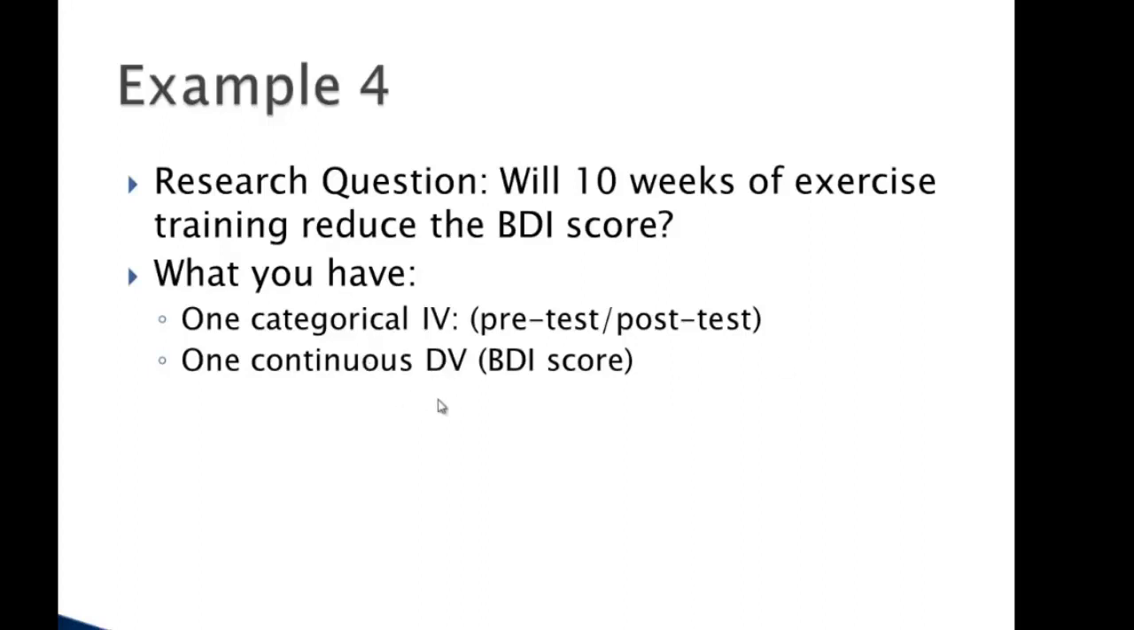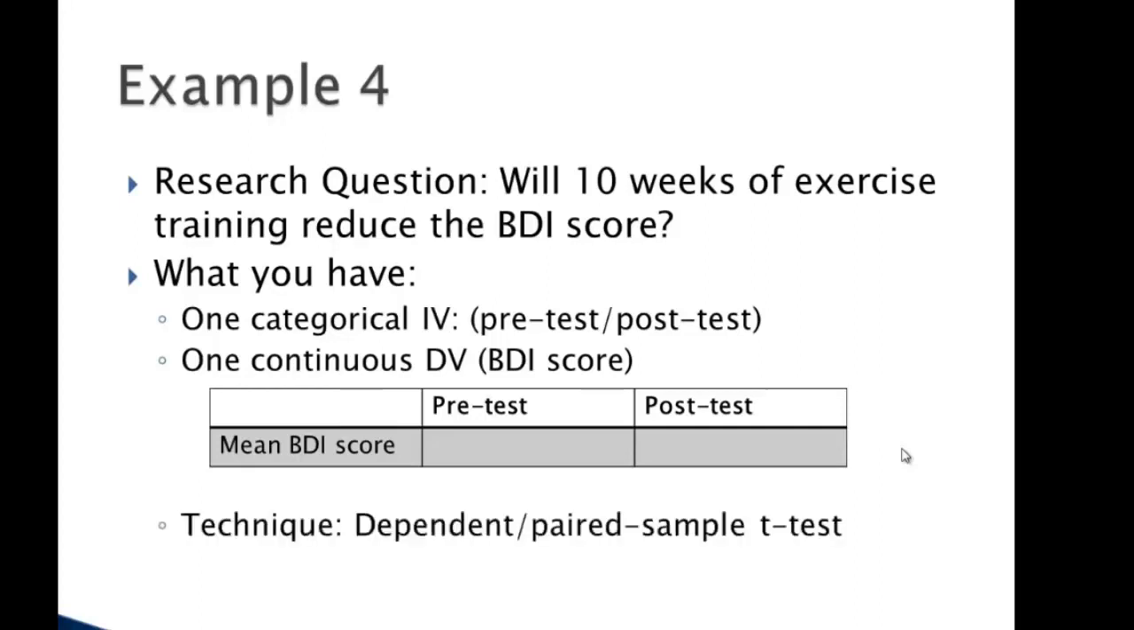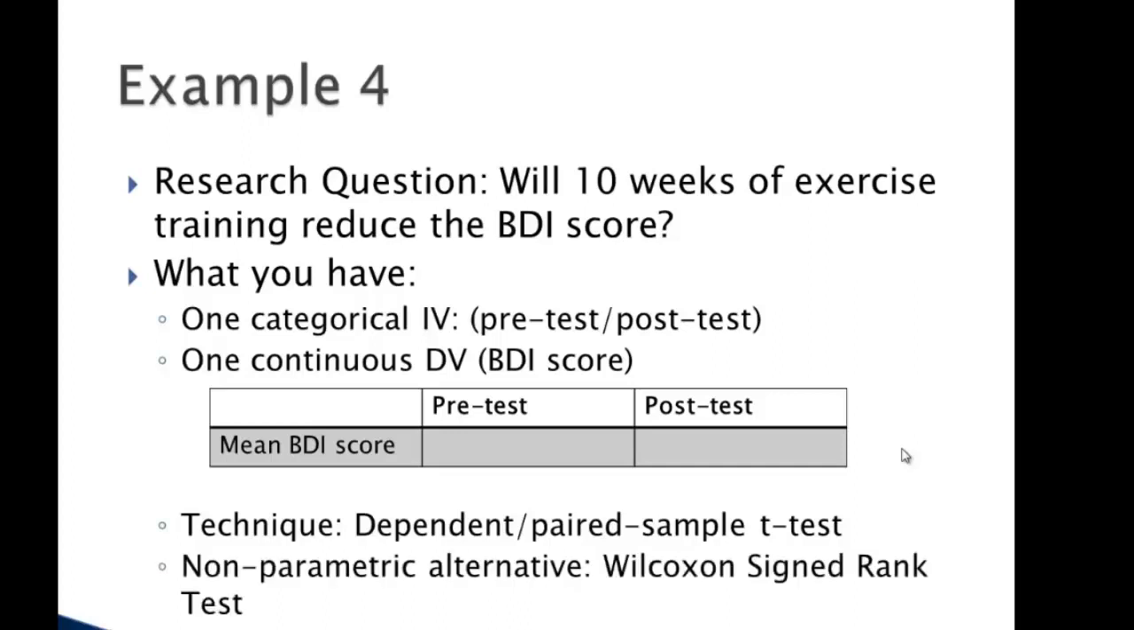Our outcome is still one continuous dependent variable, BDI score. So now we'd set that up pretty much the same way we did the previous example, with our independent variable going in the columns, pre-test and post-test, or measurement point number 1 and measurement point number 2, and then our outcome, the BDI score, goes in the row. Now in this case we have two groups or two sets of scores, pre-test and post-test, being measured for one numeric outcome, and this is a dependent group. In other words, it's the same people being measured twice. So using that criteria, we would choose the dependent or paired sample t-test to compare these two groups of scores. If we didn't meet the assumption of this test, the non-parametric alternative could be the Wilcoxon signed rank test.